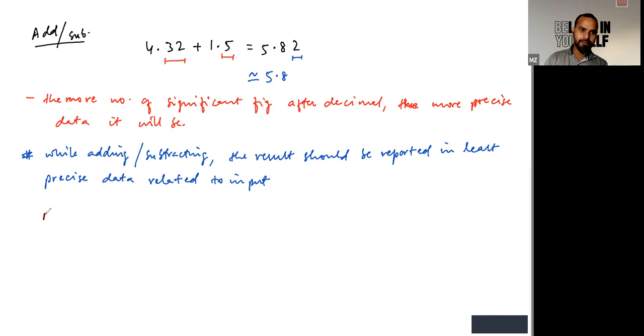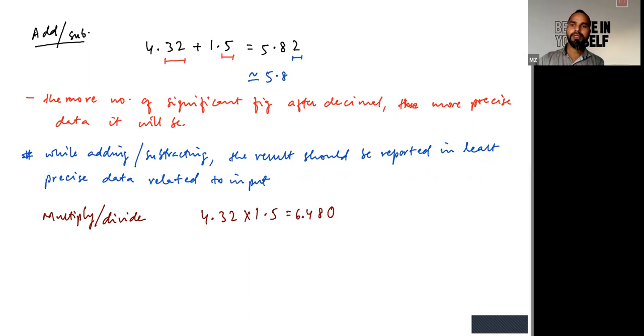Similarly, if you have to multiply or divide, suppose 4.32 into 1.5. 15 into 2 is 30, 15 into 3 is 45, plus 3 is 48, and 15 into 4 is 60, plus 4 is 64. We have two places here and one place there, so it will be 6.480 in total.